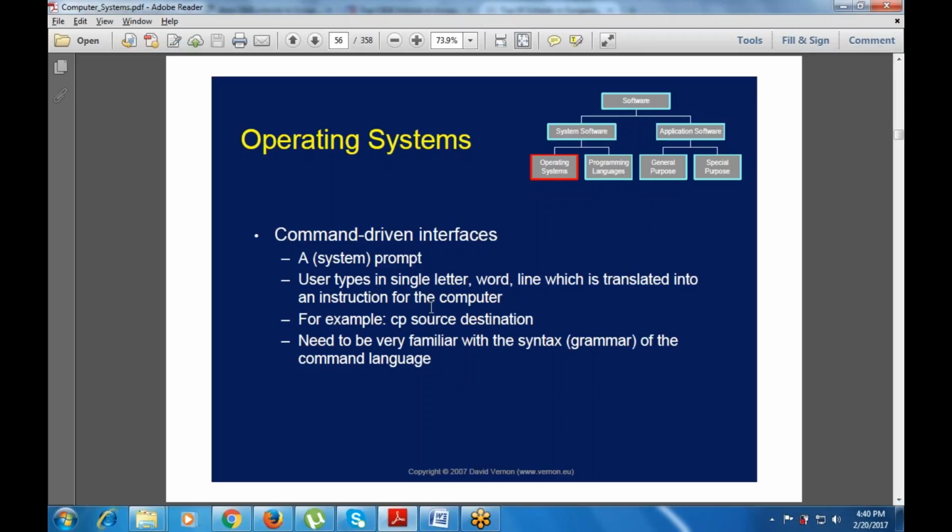For example, with SQL, there is SQL software where you write commands like select star from employee, select name, city from employee. So whatever the application we are using, that is cp, source, destination. And you need to be very familiar with the syntax and grammar of the command language. Why? Because if a semicolon is missing or one extra comma is present, that gives a syntax error or grammatical error of the command language.